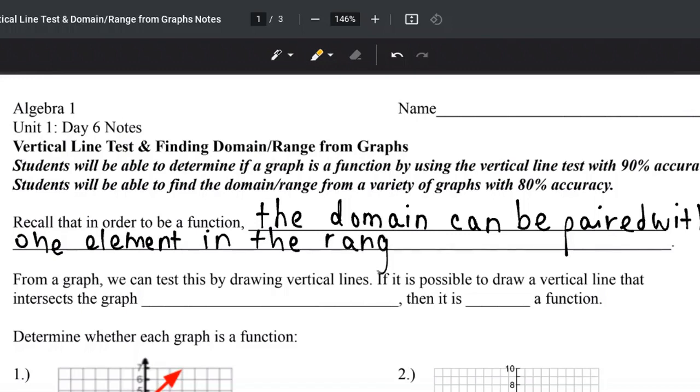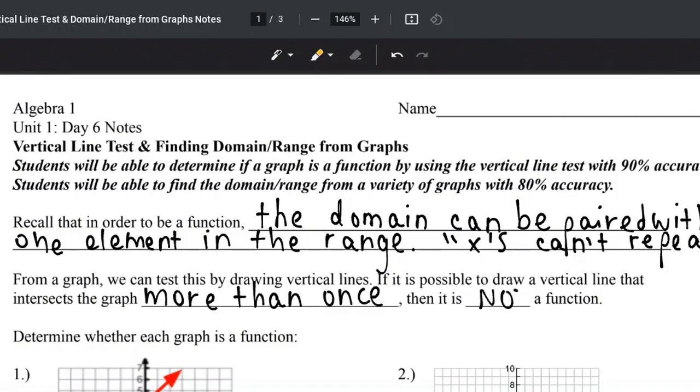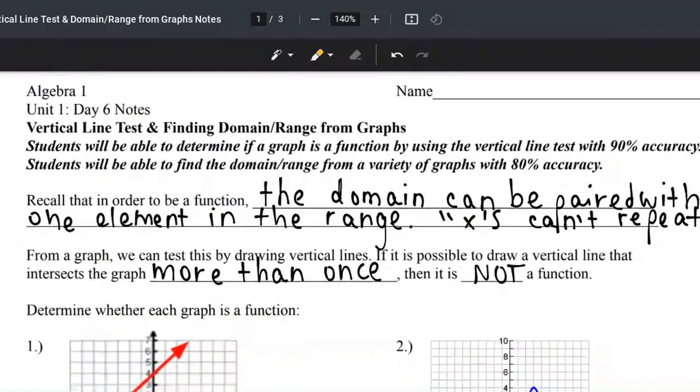Another way that we can think about it is the x's can't repeat. If we see any repeating x values, then it is not a function. Now from a graph, when we're looking at a graph to determine if it's a function, we test it out by drawing vertical lines. And if you draw a vertical line that intersects the graph more than once, then it is not a function. That means it does not pass the vertical line test and it is not a function.